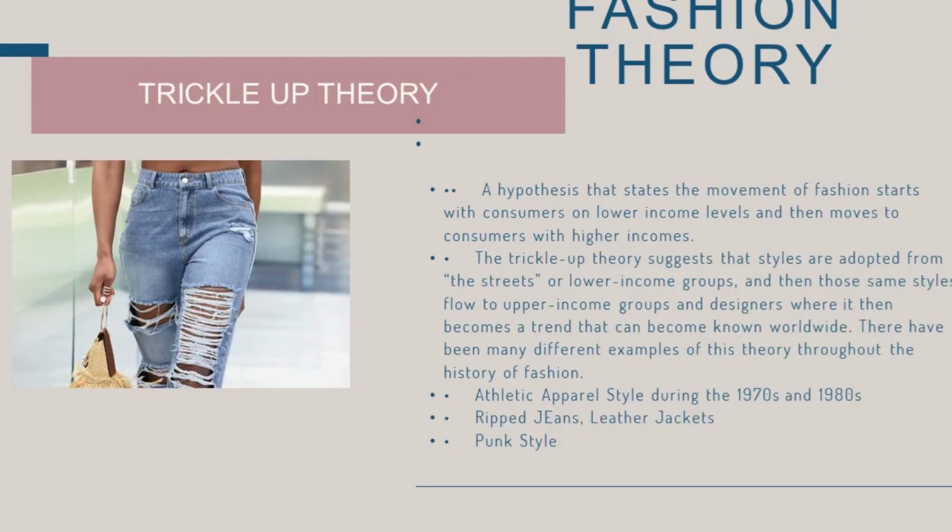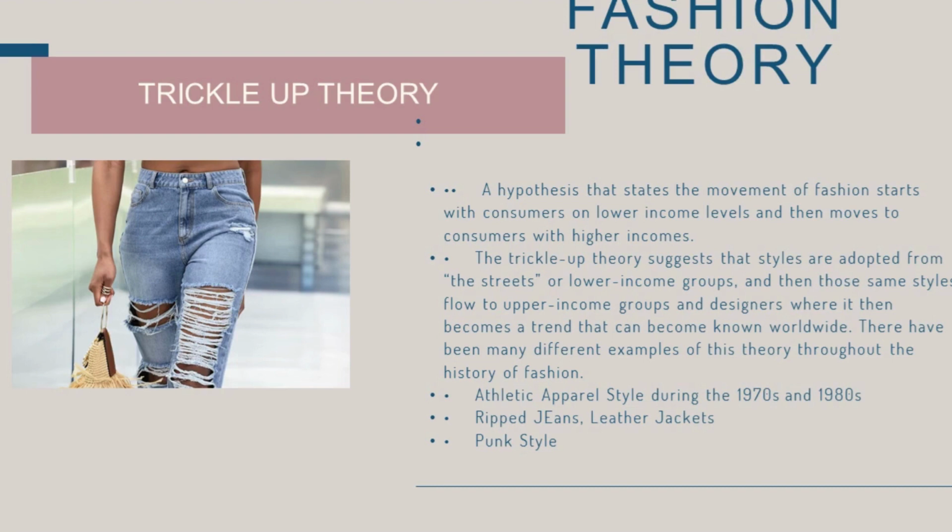Now the next theory is the trickle up theory. There are certain fashions which have actually gone from the low income groups to the higher income groups. This hypothesis states that the movement of fashion starts with consumers at lower income levels and then moves to consumers with higher income. The trickle up theory suggests that styles are adopted from the streets or the low income groups, and then those same styles flow to the upper income groups and designers, where it becomes a trend that becomes known worldwide.